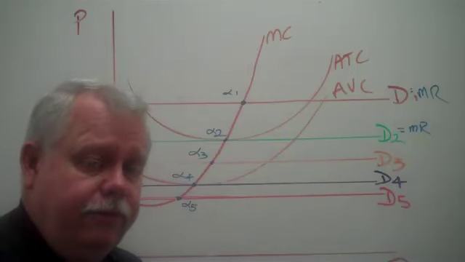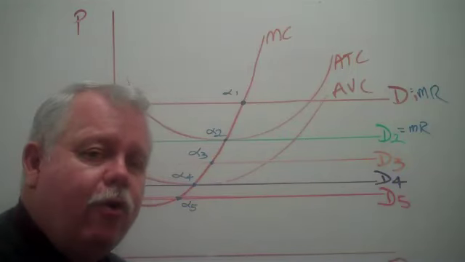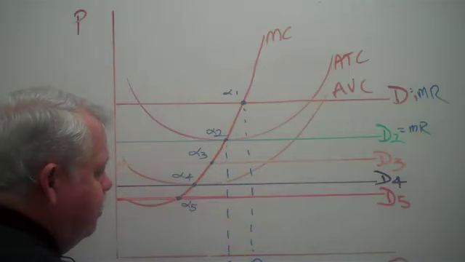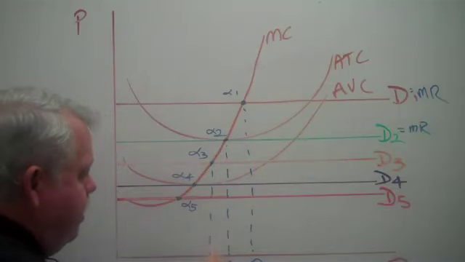What does alpha tell us? It tells us the quantity for the firm to produce in order to either maximize its profits or, if it's in a loss situation, to minimize its losses. So here's the quantity associated with demand curve number 1. That's how many they should produce. This is for demand curve 2, and 3, and 4, and 5.